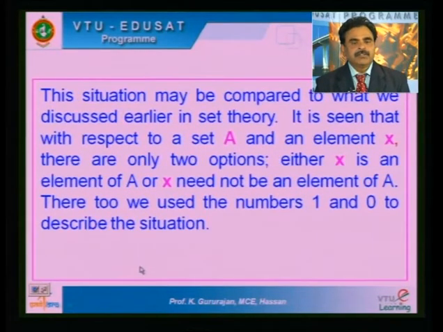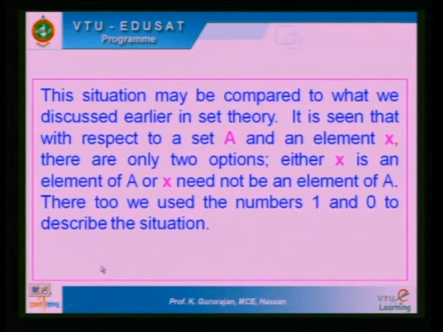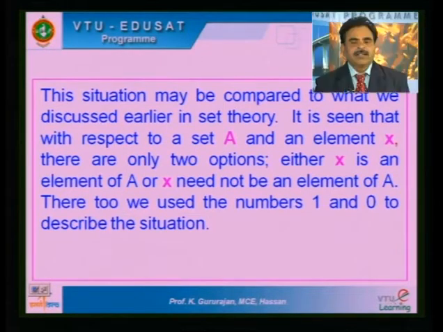Understood? This situation we can well compare with what we discussed earlier in set theory. It was told to you at that time that with respect to a set A and an element, we can have only two choices. Either the element X is a member of A or the element X need not be a member of A. So, there we use the binary numbers 1 and 0 to describe the situation. I told you there that set theory forms a basis for the future topics of discrete mathematics. The same we are observing here with regard to the truth value of a proposition.